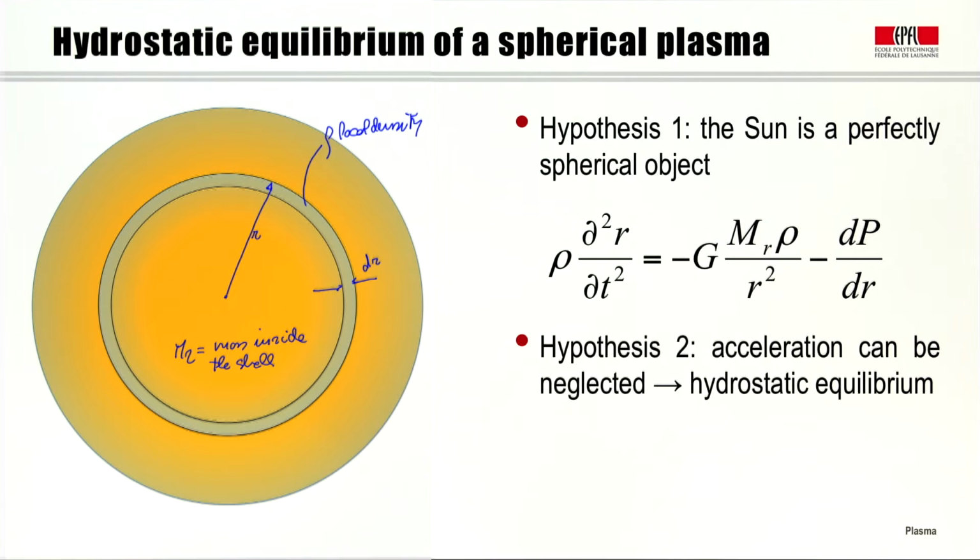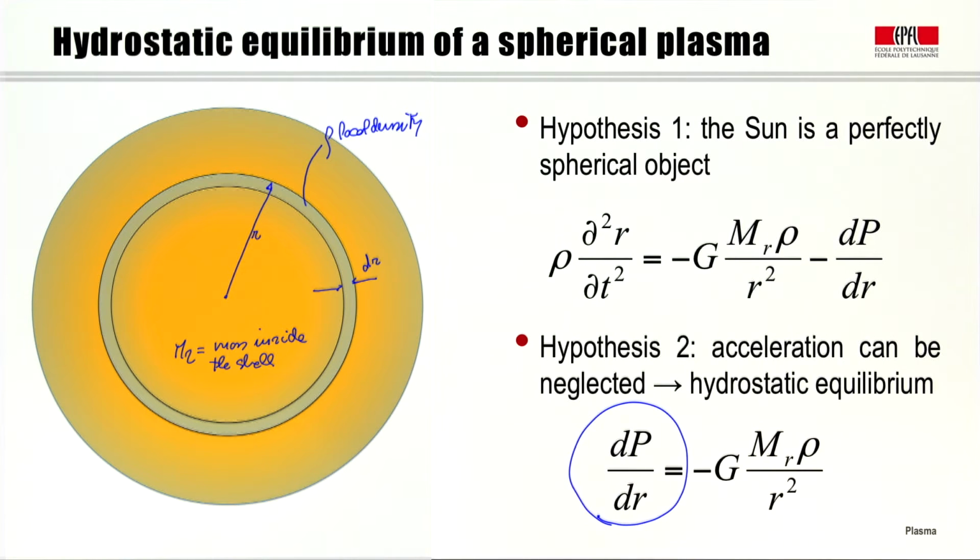Let's now make the second hypothesis by assuming that the acceleration can be neglected, since the Sun has been in equilibrium for a very long time, and therefore we assume a hydrostatic equilibrium by dropping the first term in this equation. In doing this, we're balancing the pressure forces that tend to expand the matter inside the Sun with the gravitational forces that tend to contract the mass of the Sun under its own weight.